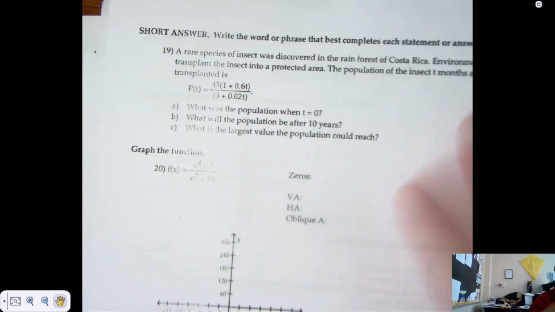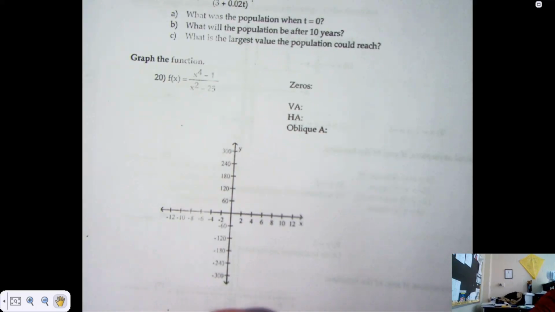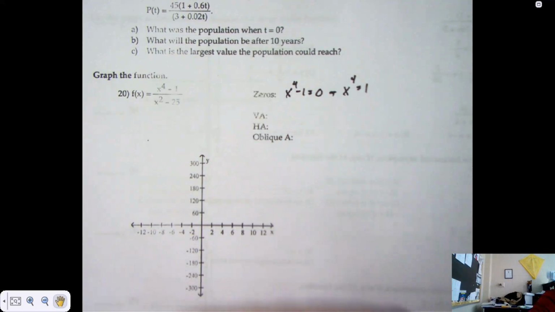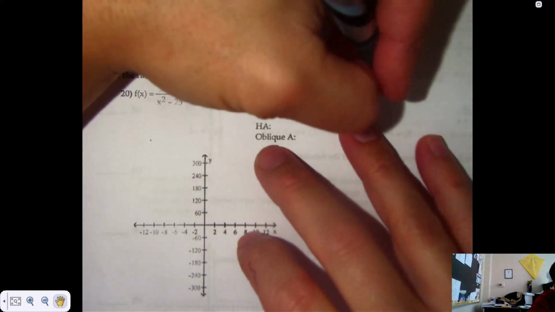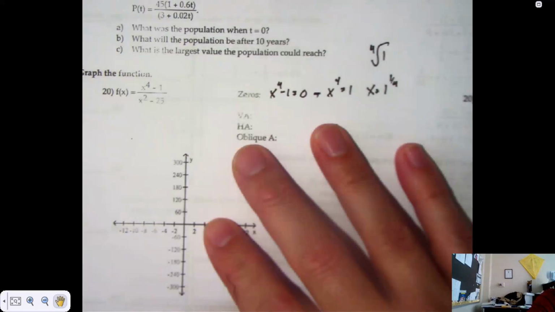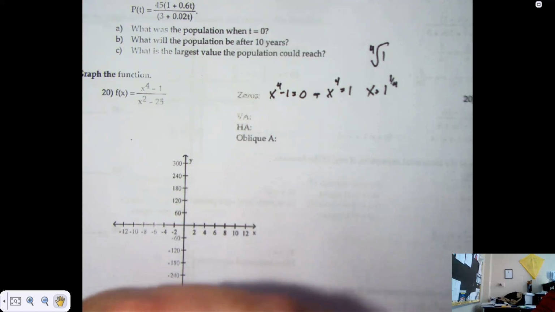What's 20? 20 is a graphing function. I'll label what I want to see. I want to see the zeros. Well, where do zeros happen? Up high or down low? Up high. So you literally take x to the fourth minus 1 and you say it equals 0. You could probably solve that through factoring, but we're just going to add 1 to the other side. And how do you counteract a fourth power? Fourth root. So x is 1 to the 1/4, or maybe if you like the radical 4 with a 1. I don't really care. How many answers does that thing have?